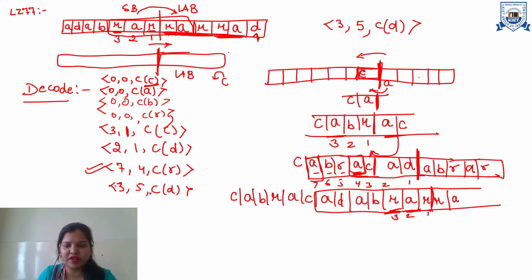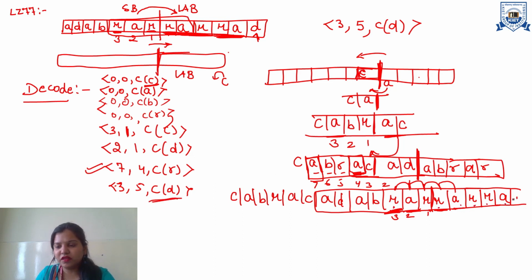Now see, we have to write up to length 5, so R A R, length 1 2 3, again length 4, length 5. This is why we have taken the look ahead buffer alphabets also. This is the reason that in the sliding window the search buffer moves towards the look ahead buffer. From here take the 5 alphabets 1 2 3 4 5, write it R A R R A, and the last alphabet is D. This is our decoded string.